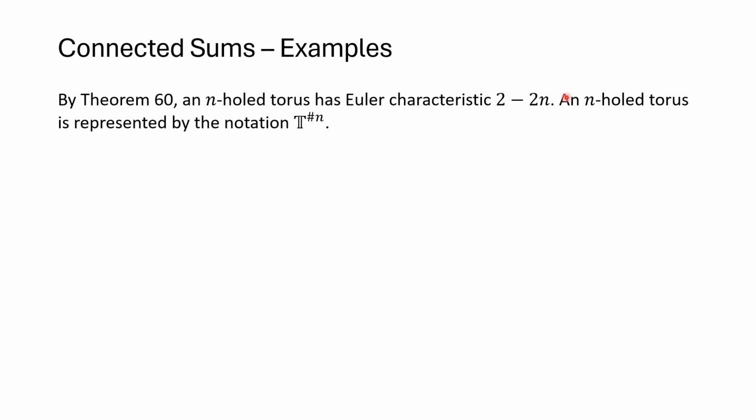And sometimes we use the shorthand where we say if n equals 0, then you have what's basically a sphere. So a torus with 0 holes we call a sphere. That makes it a little bit easier to write things in terms of symbol terminology. So here we have T hash sign n is the symbol for n tori connected together. And as I say, if you have n equals 0, then that's a sphere.